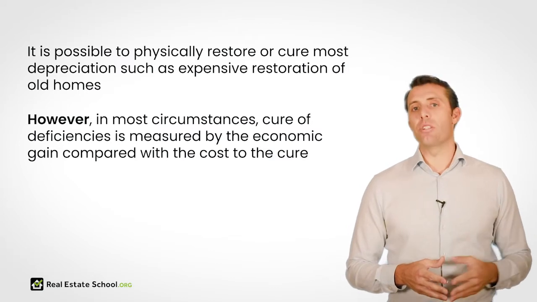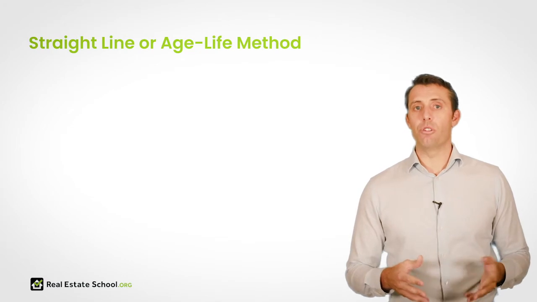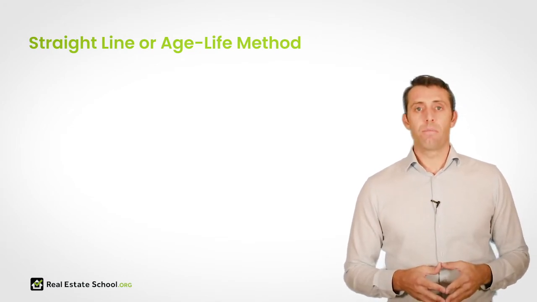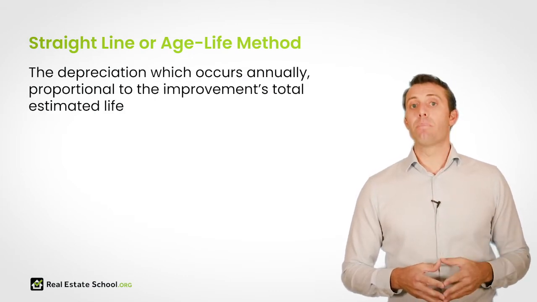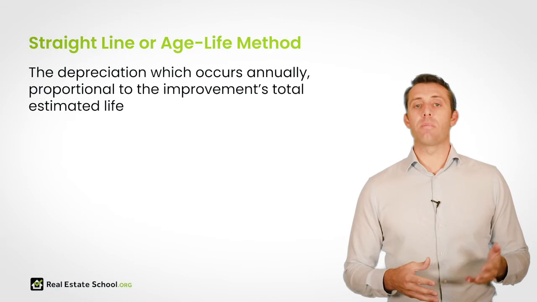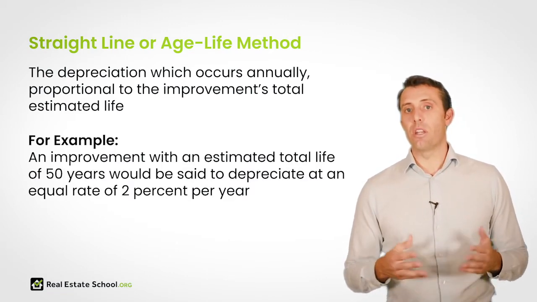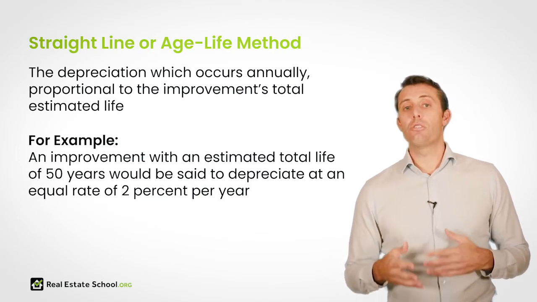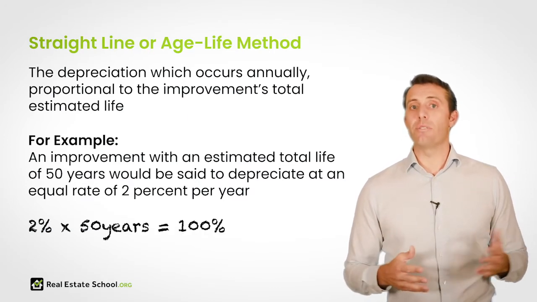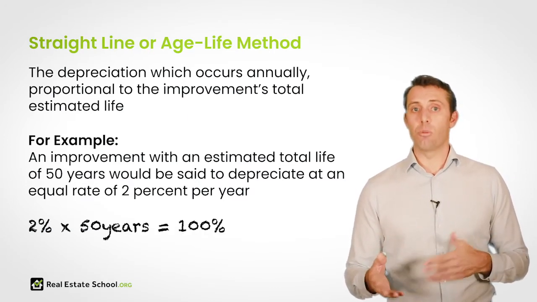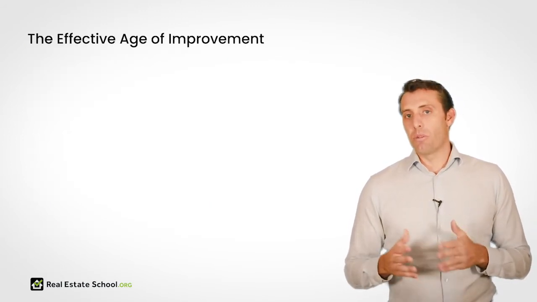The most common strategy for calculating depreciation is the straight line method, sometimes referred to as the age-life method. Using this method, the depreciation recurs annually and proportionally to the improvement's total estimated life. For example, an improvement that has an estimated total life of 50 years would depreciate a consistent 2% per year. I got 2% by taking 100% and dividing it by 50 years, meaning I would need to depreciate 2% a year.